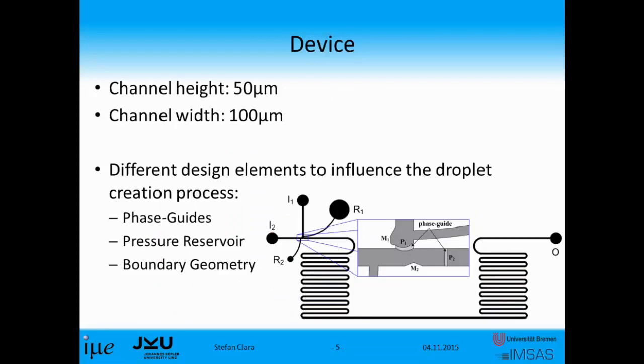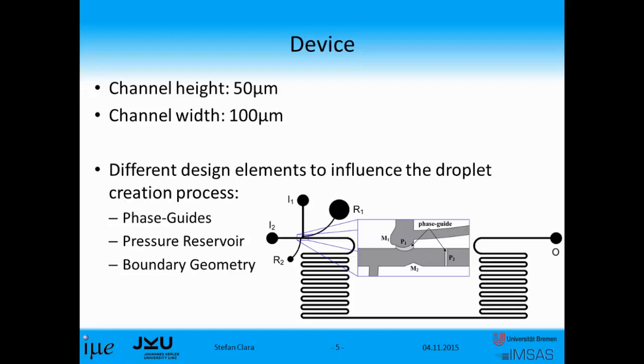This is the device which we developed. We have a channel height of 50 micrometers and a channel width of 100 micrometers. And we implemented 3 different geometrical structures. Here you see the whole device. We have 2 inlets and an outlet, and we have a meander structure to see a bigger part of the channel. Then we have 2 pressure reservoirs, and here we see the 2 phase guides.